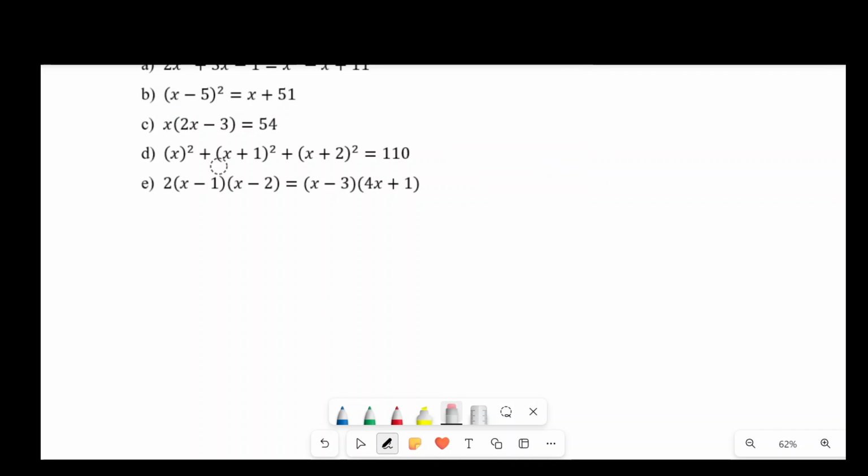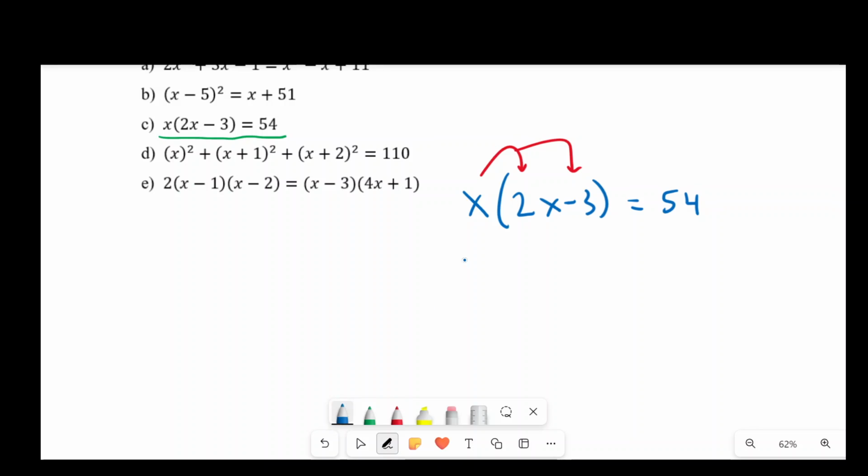So part C is right here. And I have x times bracket 2x minus 3 equals 54. So I need to expand what's happening on the left to see my quadratic. So x times 2x is 2x squared. And x times negative 3 is negative 3x. And I might as well subtract 54. So I have negative 54 equals 0. So there's my quadratic. It's in proper quadratic equation form.